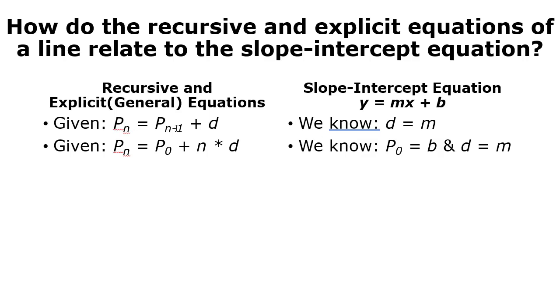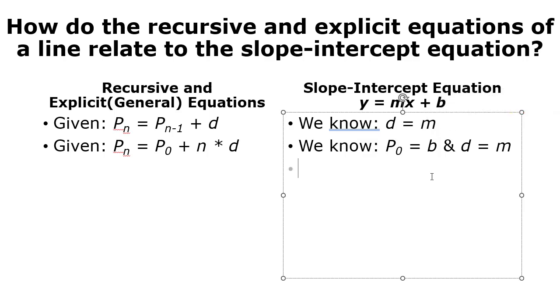Because when we're given the recursive equation, we know that d is that extra bit that we add on each time to find the next term, i.e. it's the constant amount of change from one term to the next. Ergo, it's our constant rate of change, which is our slope.